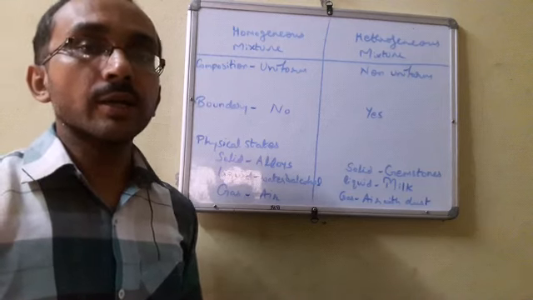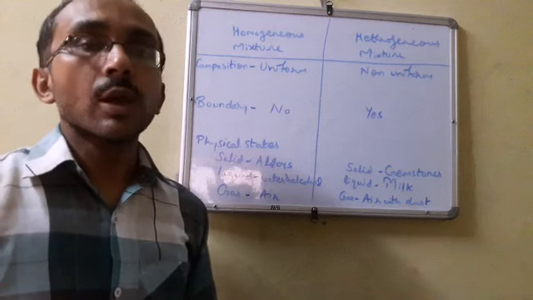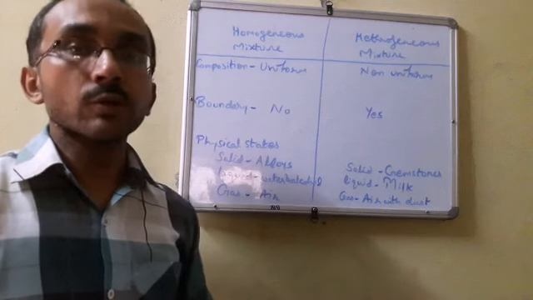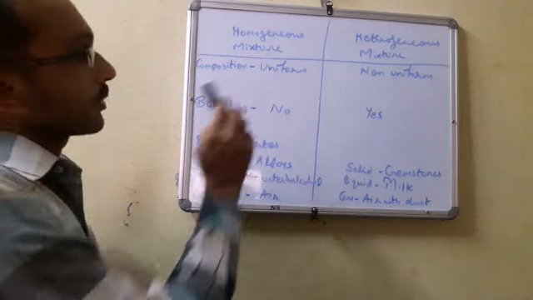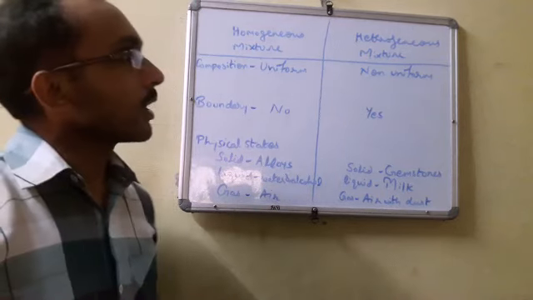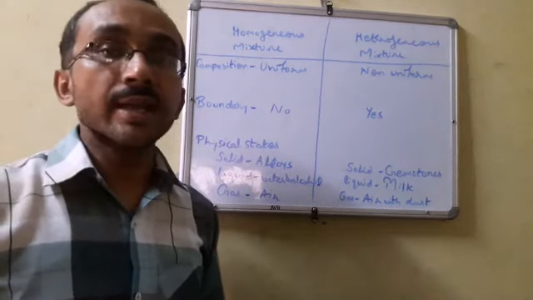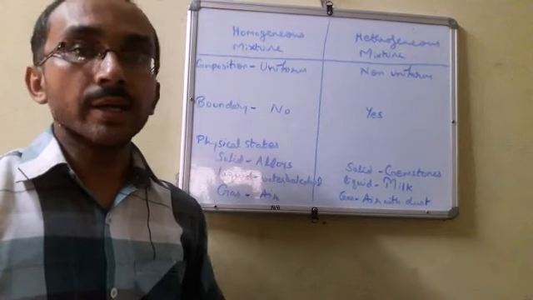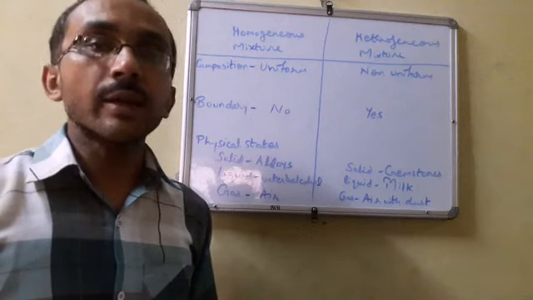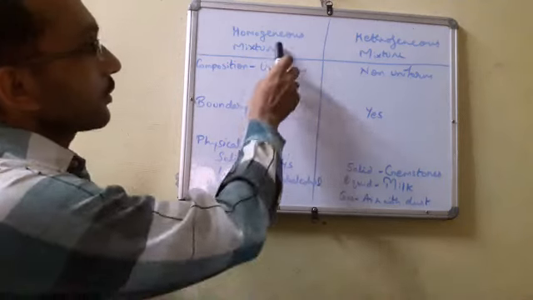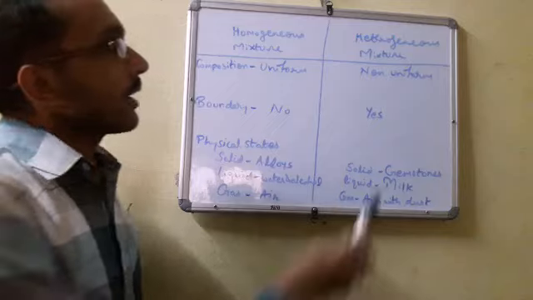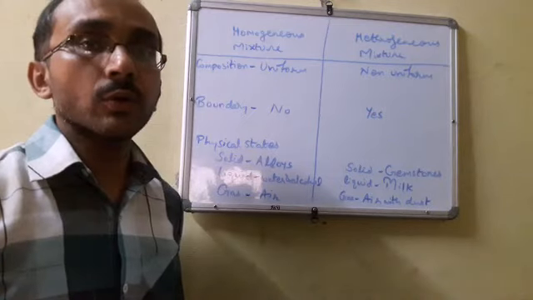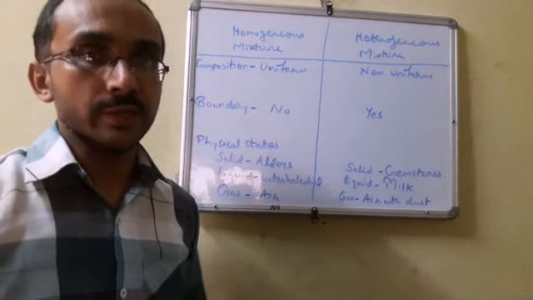Next is boundary. In case of homogeneous mixture, there is no separate boundary seen between salt and water. That means salt completely goes into the spaces and there is no boundary of separation between the two components. That means there is no boundary in homogeneous mixture. In case of heterogeneous mixture, once the sand settles down at the bottom, we see that there is a separate boundary of water and sand which can be seen by our naked eye. That means in case of homogeneous, there is no boundary of separation, and in case of heterogeneous mixture, there is a boundary of separation between the two components.